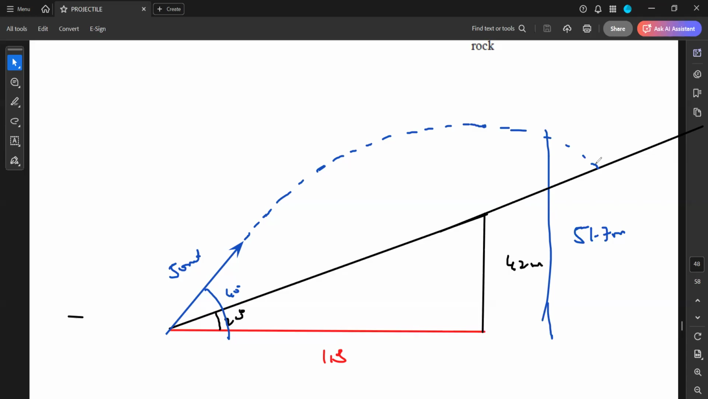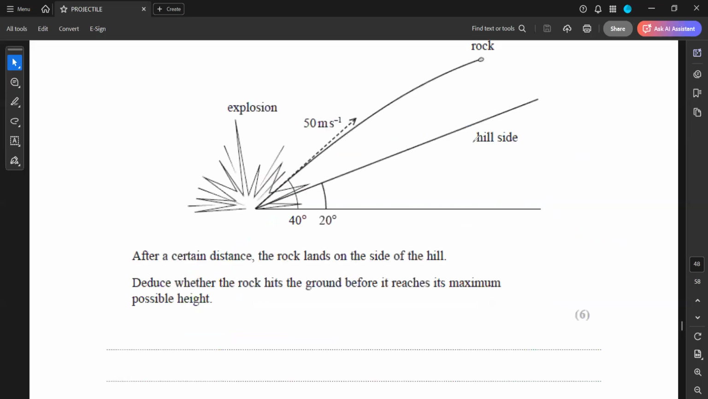We have to assume that the hill never stops going up. Yeah, because the continuation is there. If you see this part, they just say hillside. So it's just going.